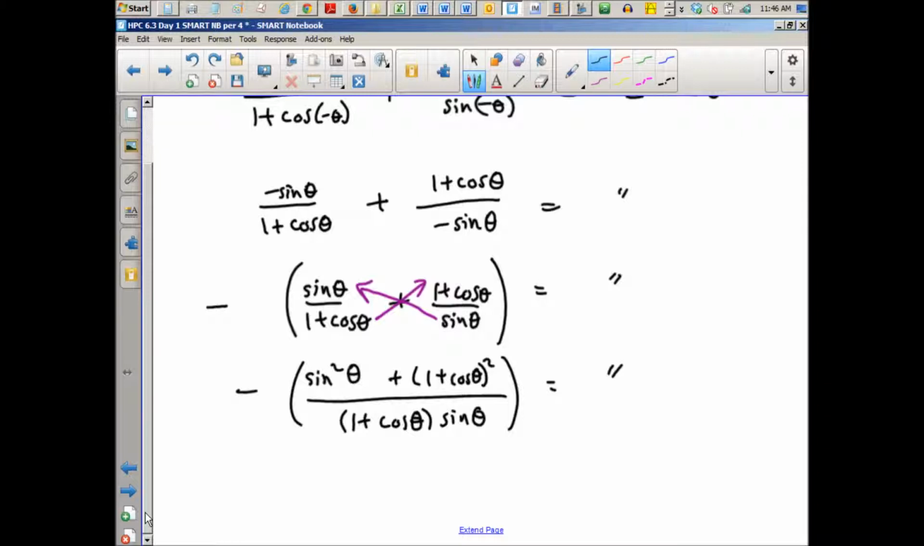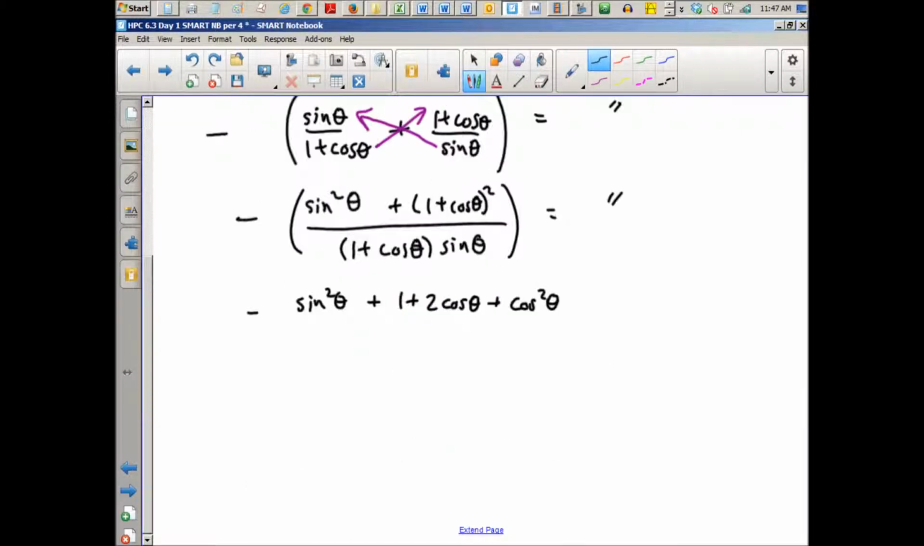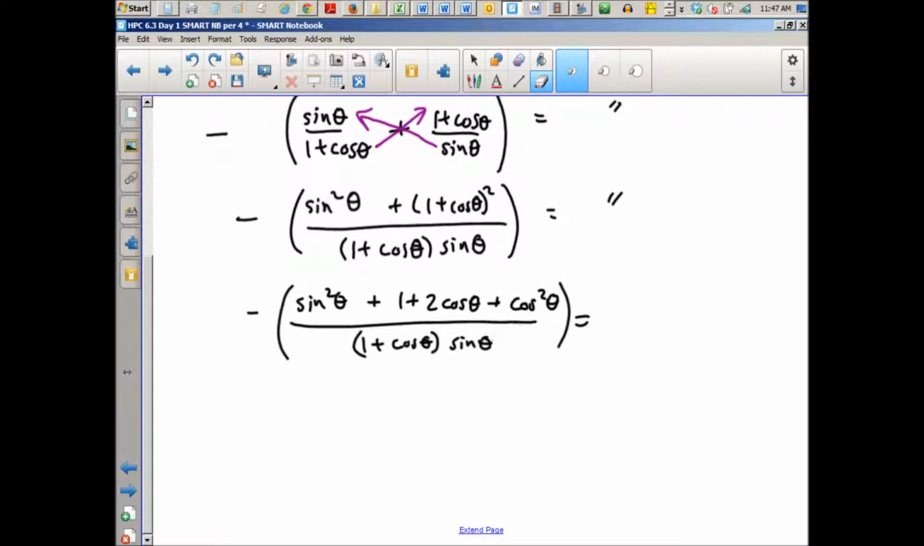Okay, now, the top, be very careful with that. That 1 plus cosine with a square on it needs to be properly foiled. Okay? So you're going to have sine squared plus 1 plus 2 cosine plus cosine squared. So be very careful with that numerator. And as for the bottom, don't even touch it. Just leave it like this. I am really hoping that 1 plus cosine goes away anyhow. I'm hoping to get rid of that thing. So just leave it there factored nicely.